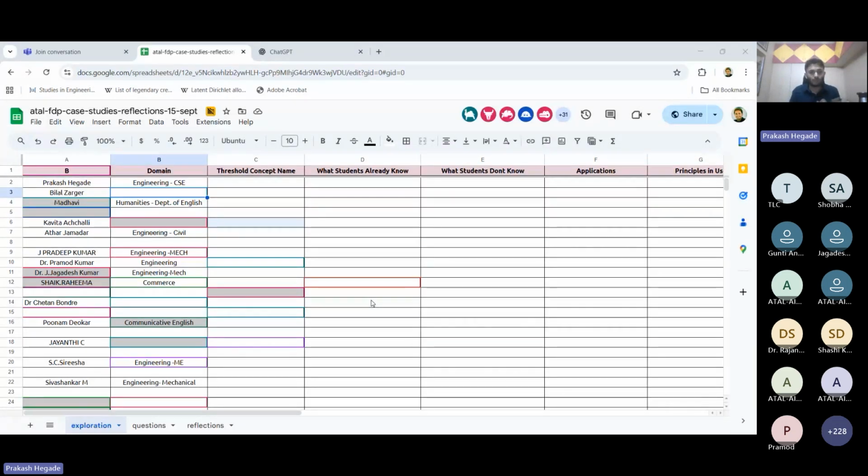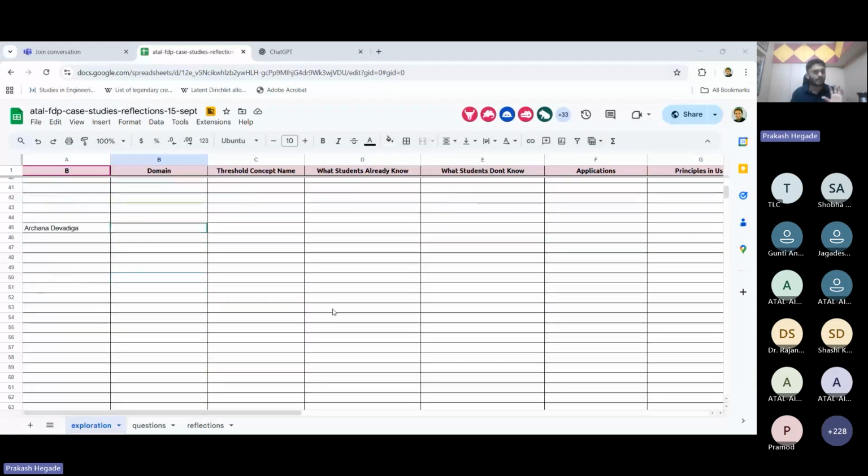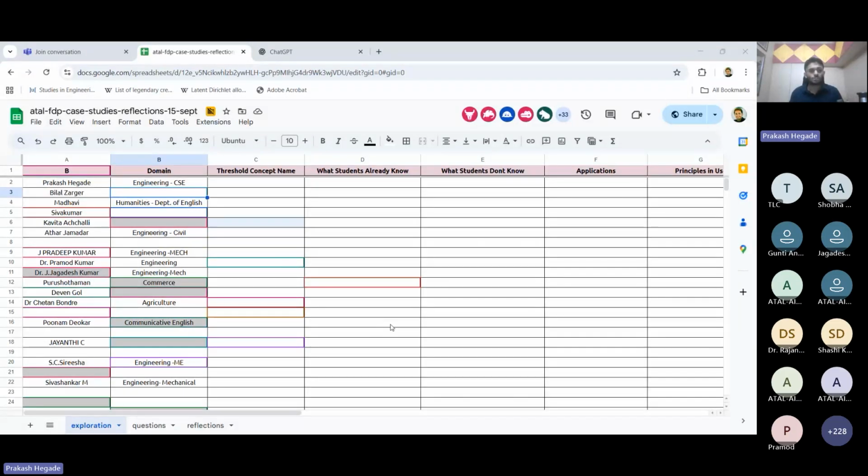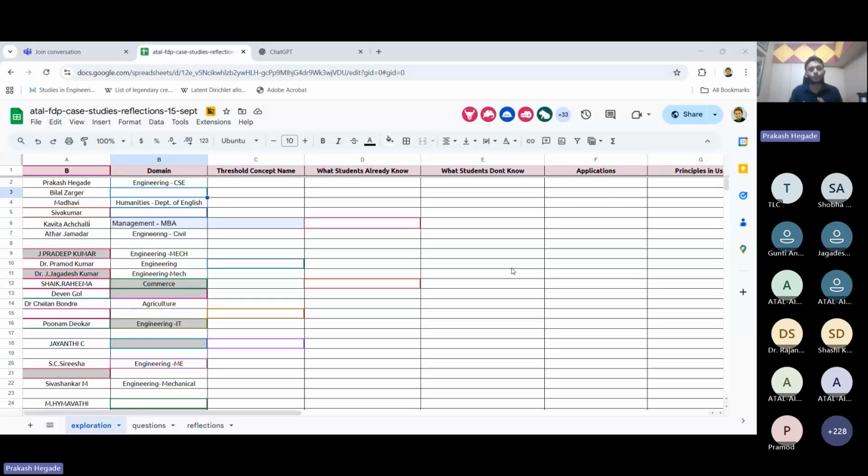We have people from mechanical. Yes, Pradeep Kumar sir, communicative English, Poonam ma'am. We have Sirisha ma'am. Good to see that. If you're active, please do come onto the sheet and write your name and the domain you're coming from. Kavita ma'am is from MBA. Good to see that. Yes.